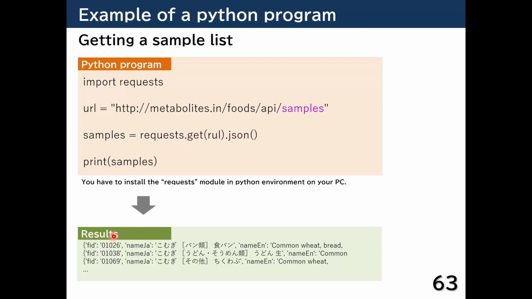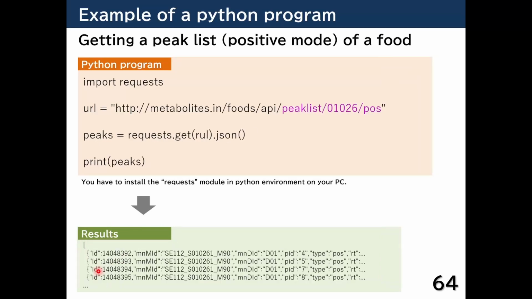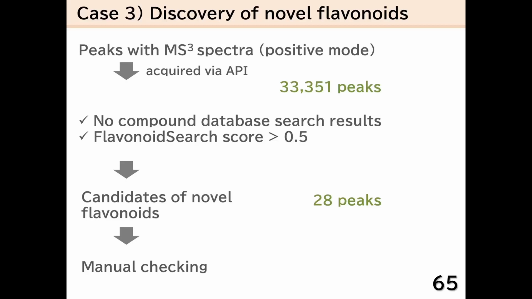When you get the food IDs from the list, you can use the information in other searches. For example, getting a peak list of the food by the food ID. Again, it requires only 4 lines to get the result. Using the API, I tried to discover the candidates of novel flavonoids.